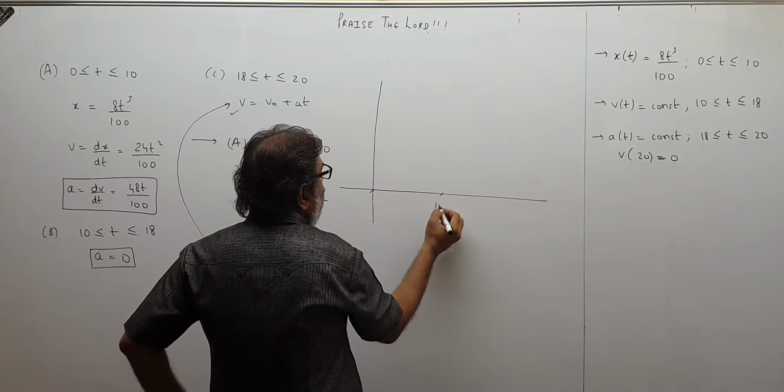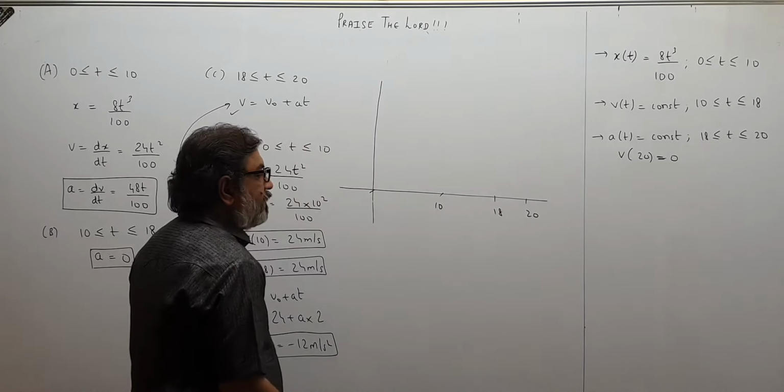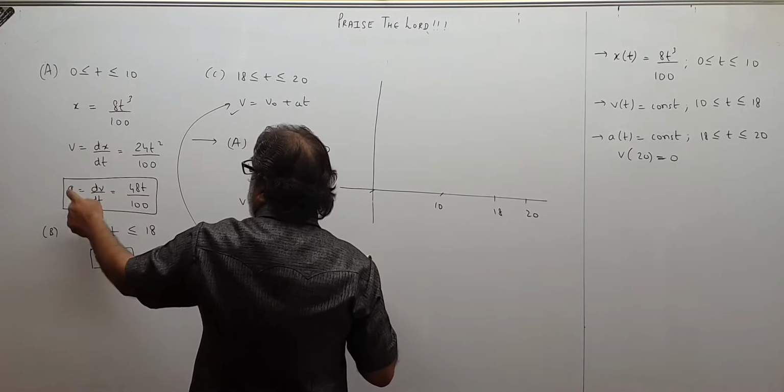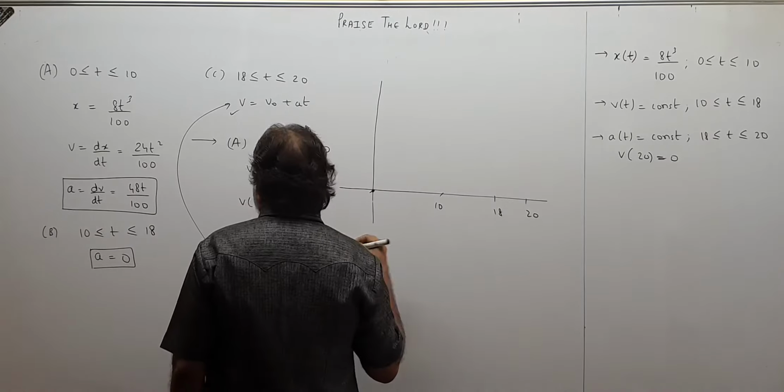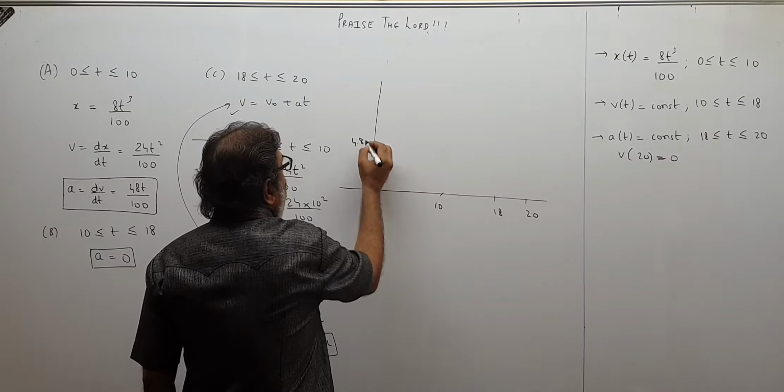See, from 0 to 10, then 10 to 18 and 18 to 20. These are three critical points. So acceleration between 0 to 10. At 0 it will be 0, and at 10 time it will become 480 upon 100. So 480 upon 100 will be 4.8. So this will be 4.8.